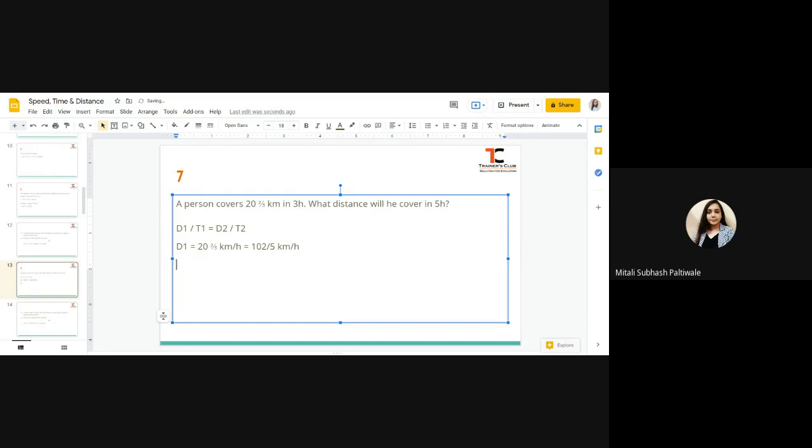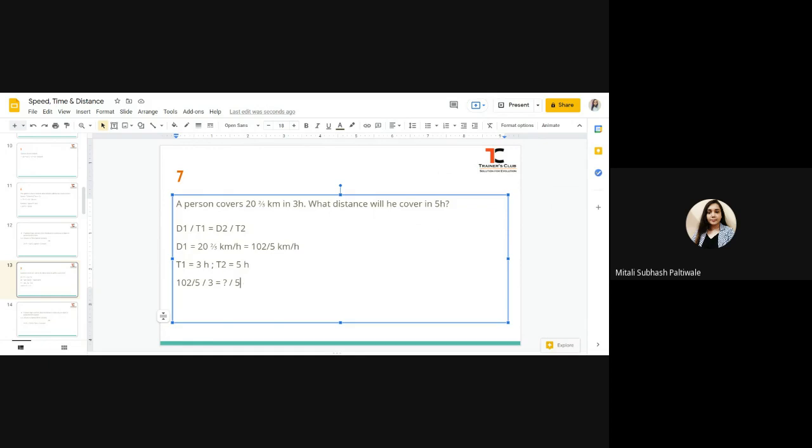We have to find distance, that means D2 we have to find. T1 is 3 hours, and T2 is equal to 5 hours. So these many things are given. Now let's get on to solving this. 102 by 5 divided by 3 is equal to question mark divided by 5. Why have I kept a question mark? Because we have to find that out.